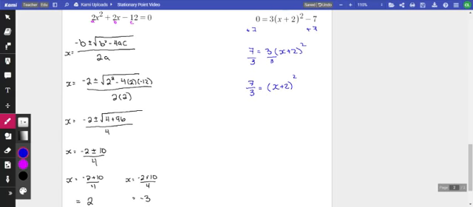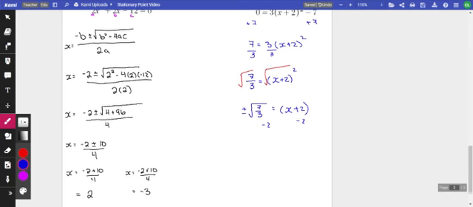Then we need to get rid of the squared. When we square root both sides, you have to be very careful to recognize that this could have been a positive or a negative answer, just like we have the positive and negative here. So it could have been a positive or negative square root of 7/3 that I had. Because positive square root of 7/3 squared gives me 7/3, and negative square root of 7/3 squared gives me 7/3. So we have to consider both. Then I subtract 2 from both sides.